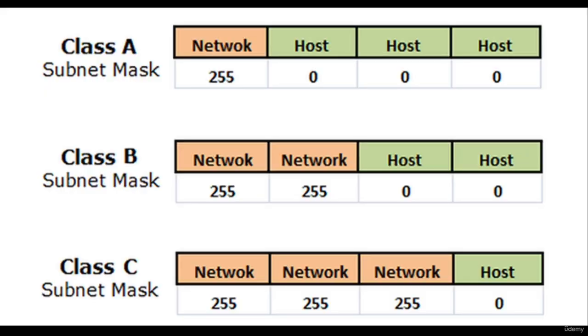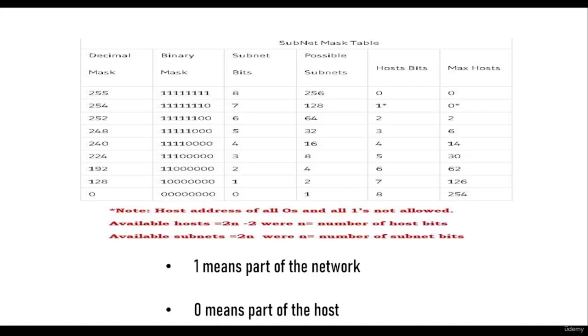Here we have the subnet masks. This is for class A, this is for class B, and this is for class C. You can see 255.0.0.0, where the first part is for the network and the rest is for the host. Then for 255.255.0.0, these two parts are for the network and these two parts are for the host.